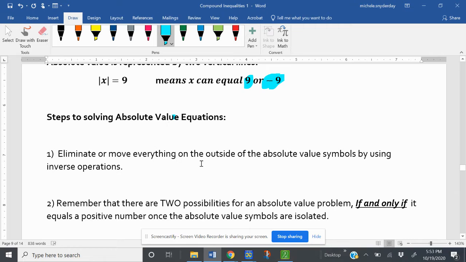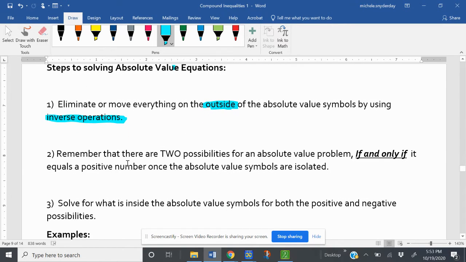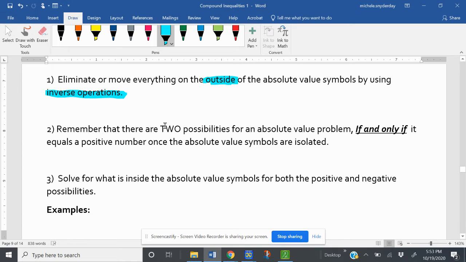Eliminate or move everything on the outside. So remember, it's the outside of the absolute value symbols, using your inverse operations, because the absolute value symbols are much like parentheses. You want to get everything away from them first, and then worry about our two possible outcomes, positive and negative. Remember, there are always two possible values for an absolute value problem if it equals a positive number once your absolute value symbols are isolated.